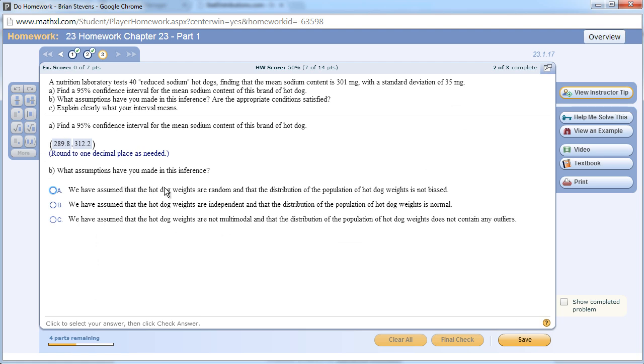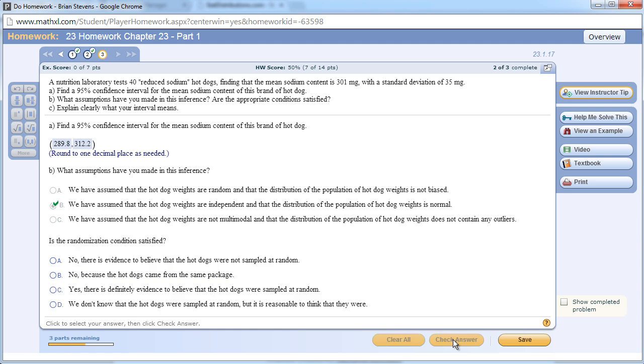What assumptions have you made? Our assumptions right here would be, let's double check, that they are selected independently and that the population of hot dog weights is normal. Now I do have a slight qualm with that. The central limit theorem would suggest that the distribution of the means would be normally distributed since we're taking means of 40. With this in mind, these other ones don't make as much sense.